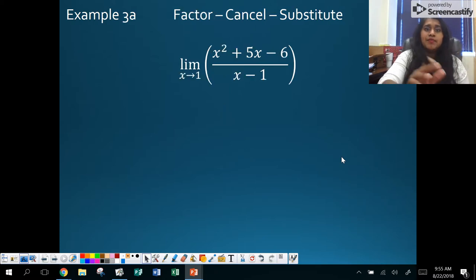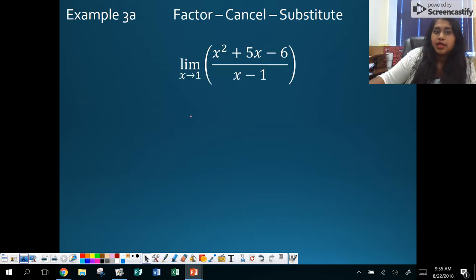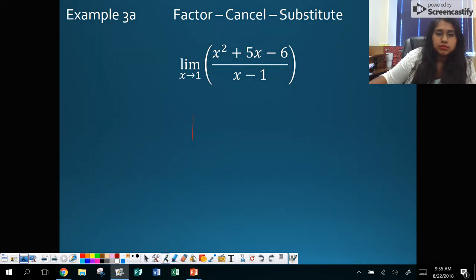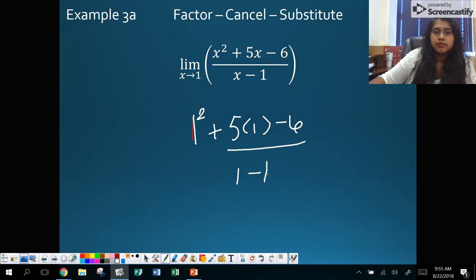And what I mean by that is in this example right here, if I plugged in 1, what's going to happen? Well, first of all, what's happening on bottom? You know that's going to equal 0, 1 minus 1. But on top, we have 1 plus 5 minus 6. That's 6 minus 6. That gets me 0.